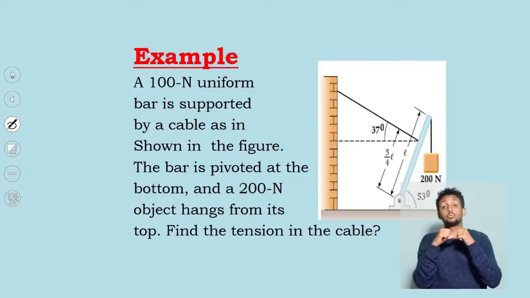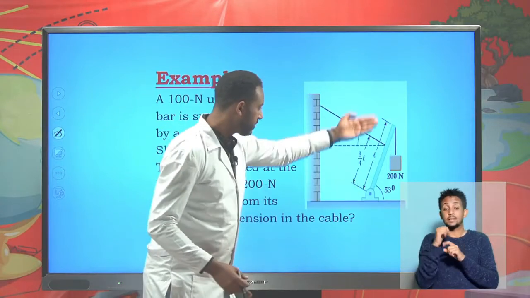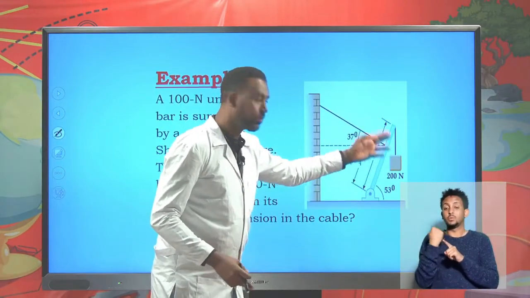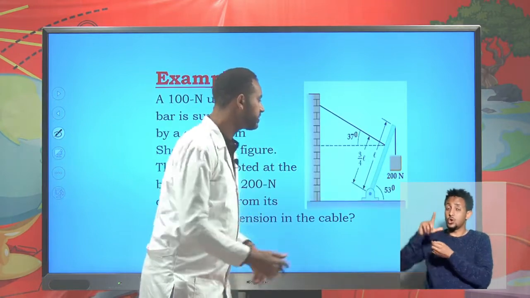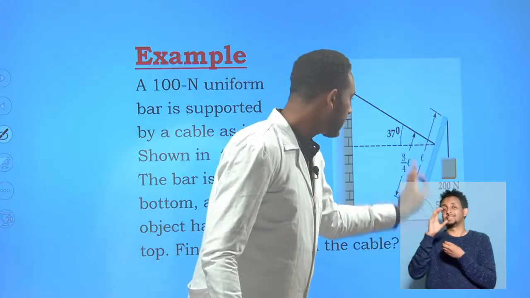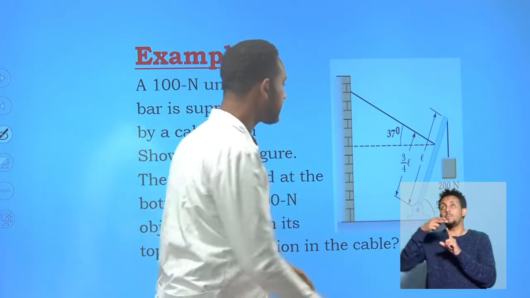Now let's proceed and try to see the other problems. Suppose here you have a bar, and on this bar you have a weight. Let's assume that the weight of this load is 200 Newton, and this mass is found at an angle of 53 degrees from horizontal.